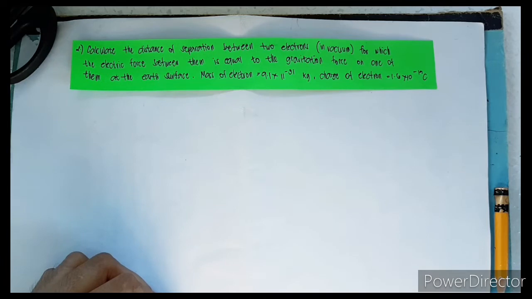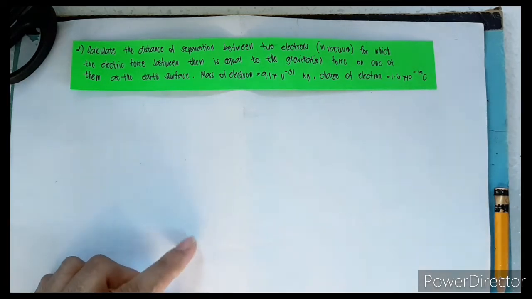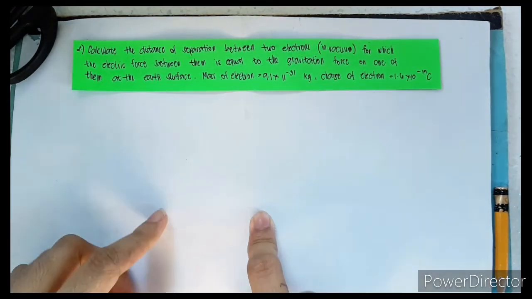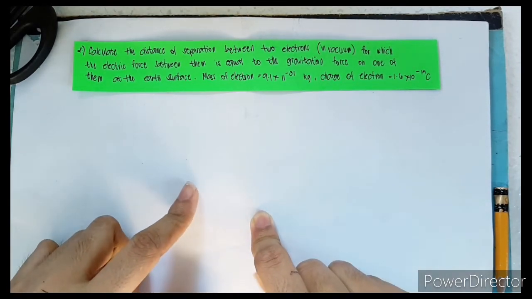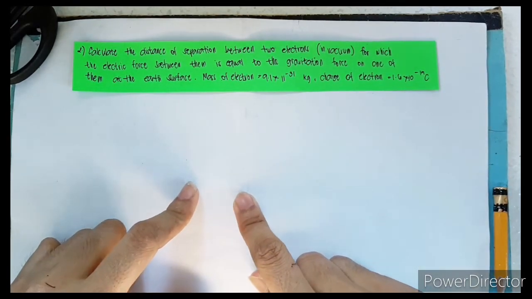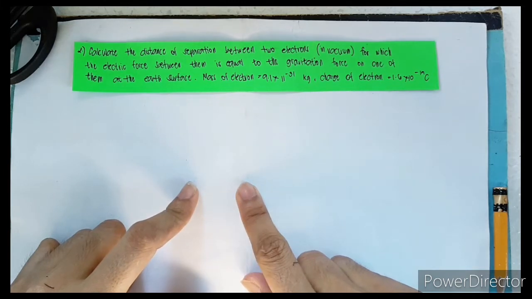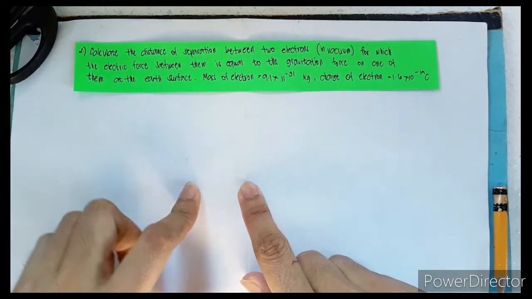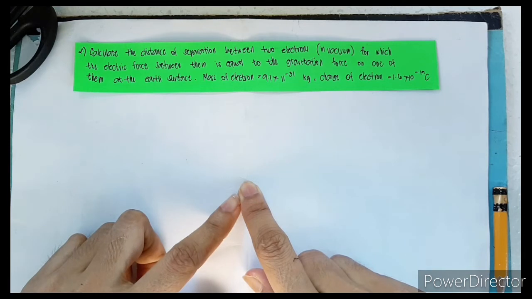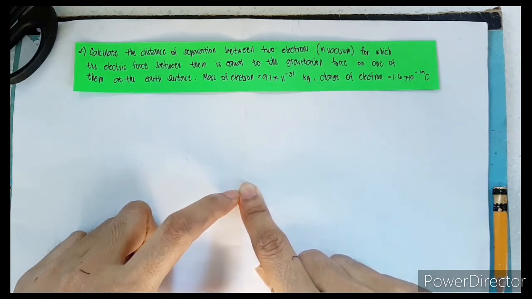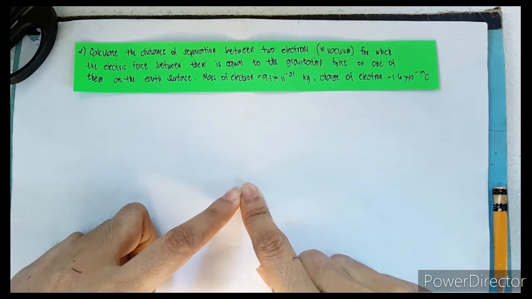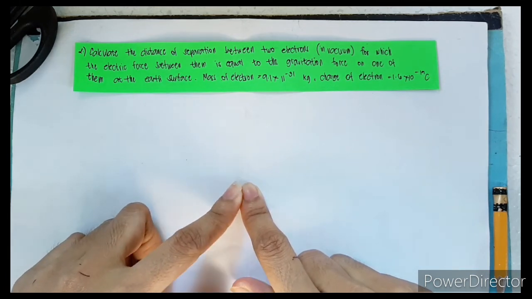So for the next problem, we have here problem number 2. Calculate the distance of separation between two electrons for which the electric force between them is equal to the gravitational force on one of them at the Earth's surface. Given the mass of electron is equal to 9.1 times 11 to the power of negative 31 kilogram, and the charge of electron is 1.6 times 10 to the power of negative 19 coulombs.